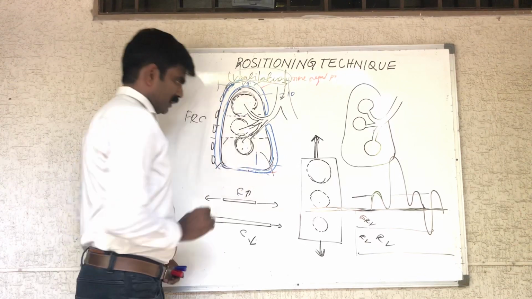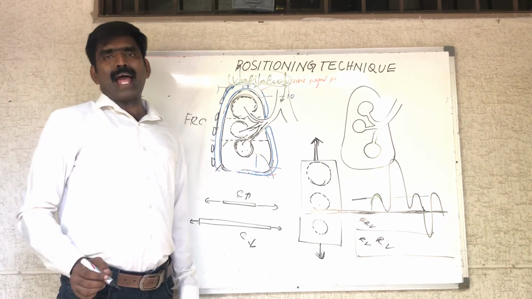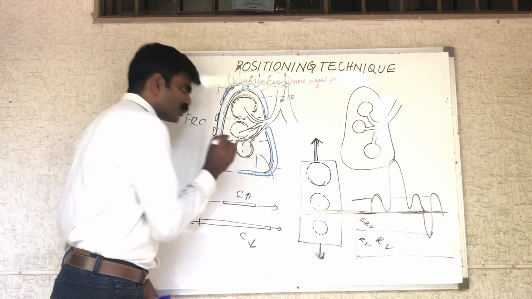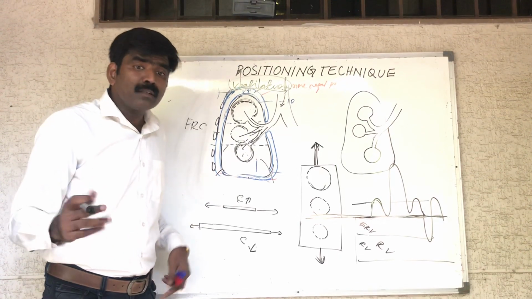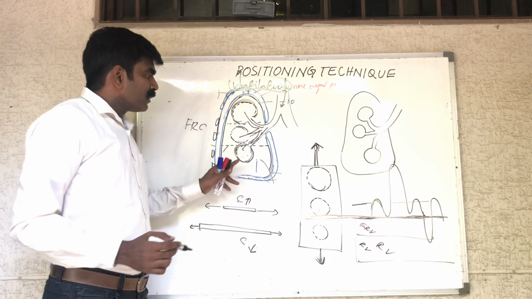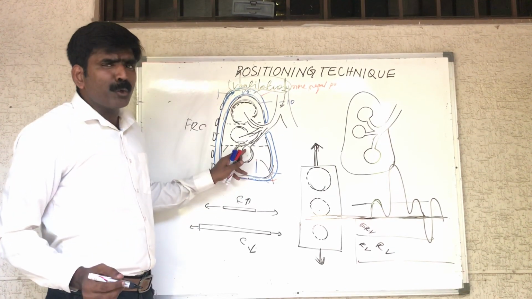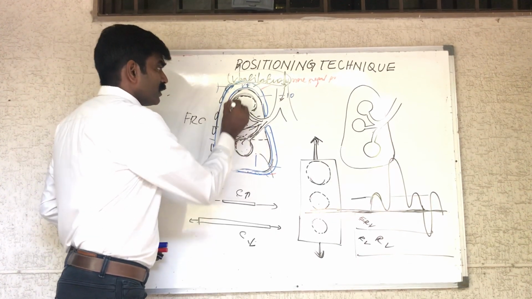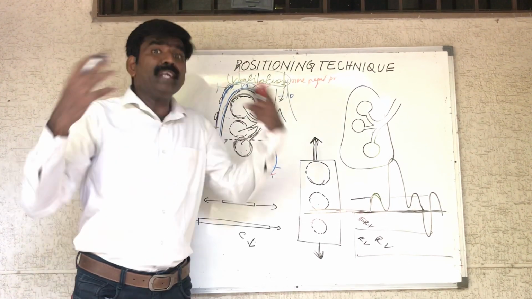Clear? So now when you take inspiration from FRC, which alveoli will expand more? The lower alveoli, present in the lower zone, will expand more because they are in nearly neutral position. But here this alveoli is already stretched.